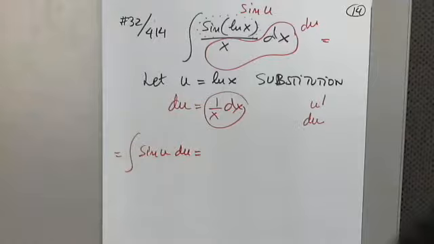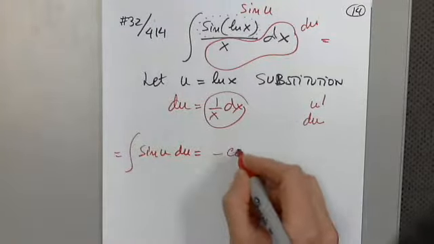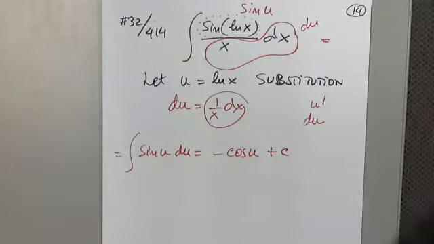Perfect. Which function prime is sine u? Negative cosine u plus a constant c. The original function was in x. We used a tool that enabled us to find the integral. But now I have to go back to x. Because the result of the indefinite integral is a function and it has to have the same variable.